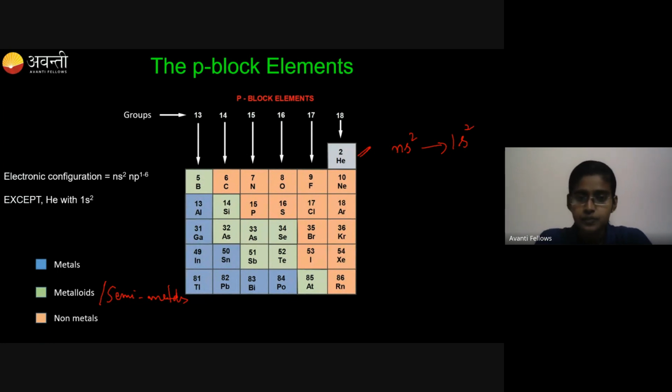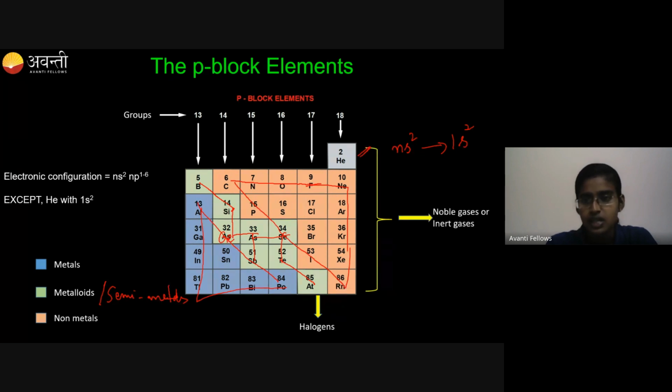Those elements are non-metals. So there is a diagonal: boron, silicon, germanium, arsenic, antimony, tellurium, and astatine. Actually, I said selenium earlier, but the diagonal goes this way. So these elements are metalloids, and the elements above the semi-metal diagonal are non-metals, and those below it are metals. Okay. And the 17th group elements are called halogens. 18th group elements are called noble gases or inert gases. These are the very special names given to these two groups. Got it? So I'll go into detail with this.